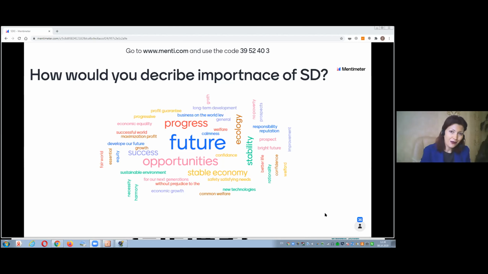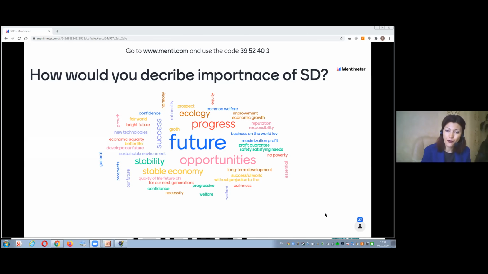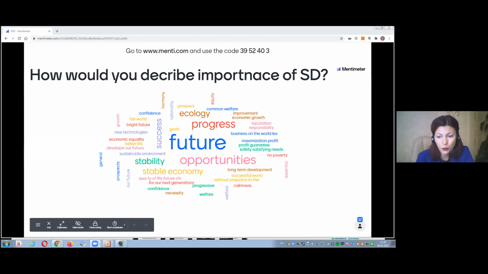But then what is the better future for industry, for business, for country level, and for global economics as a whole? And here are some answers for that. Stability, bright future, of course, and also profit guarantee and necessity. Of course, sustainable development is necessity. Okay, you can enter more if you want.